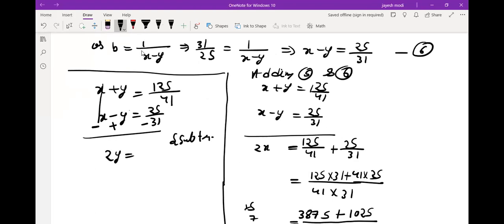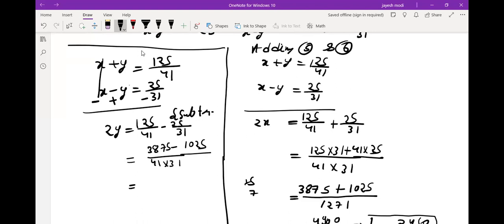Y plus y, 2y equals 125 by 41 minus 25 by 31. Okay, so then LCM is same, 41 into 31. Numerator products will be same, 3875, but in place of plus there will be minus only. So no need to write it again and again. Now subtract it: 2850. Denominator will be same, 1271. So y equals, dividing the numerator by 2, 1425 upon 1271. So these two are the answers.